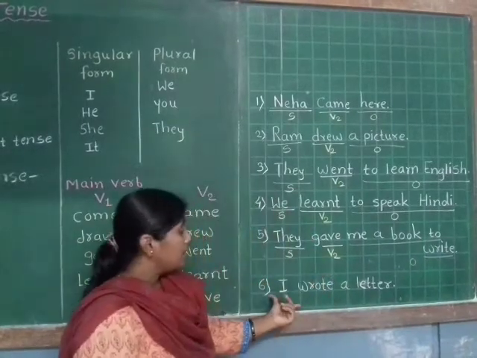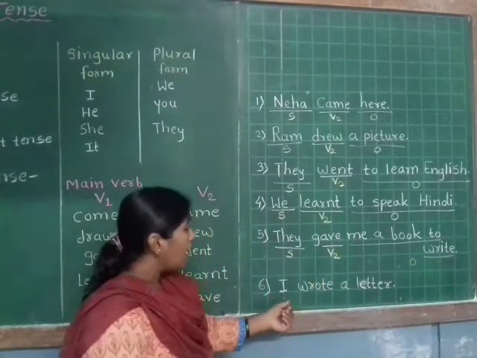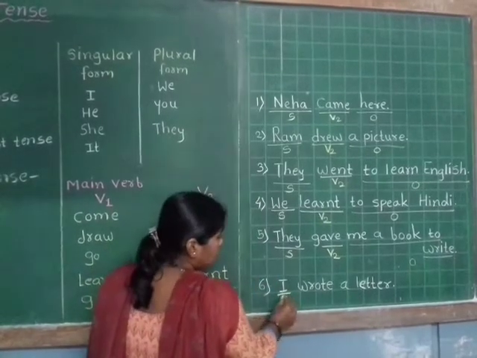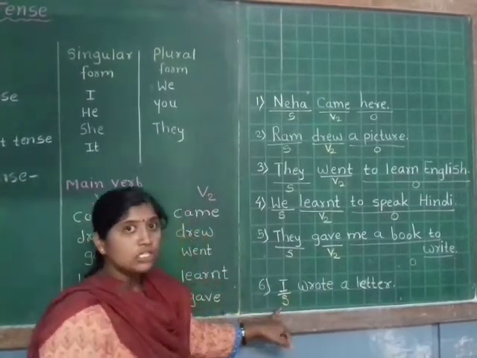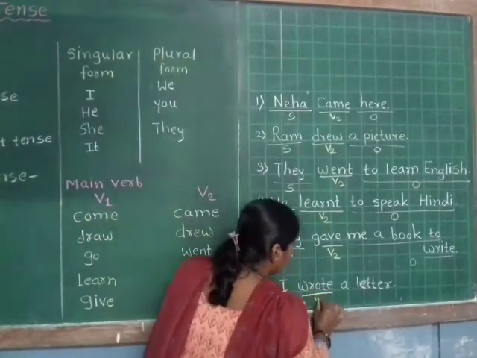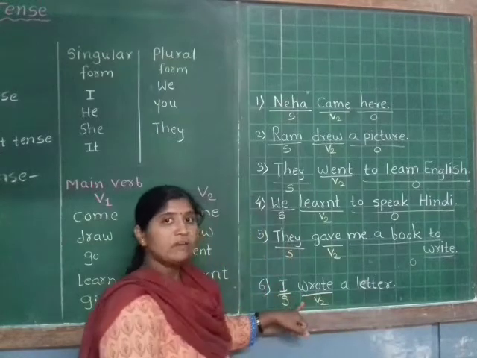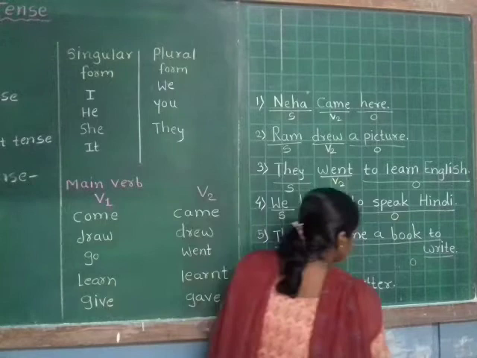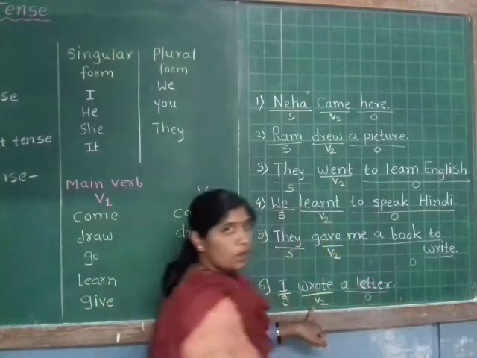Okay. Now the next example. I wrote a letter. In this sentence, I is the subject and I is a singular subject. Wrote is the verb, but the main verb is write and the V2 form is wrote. A letter is the object. Okay.